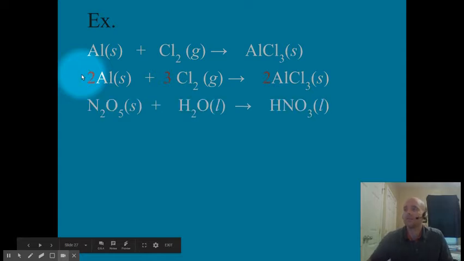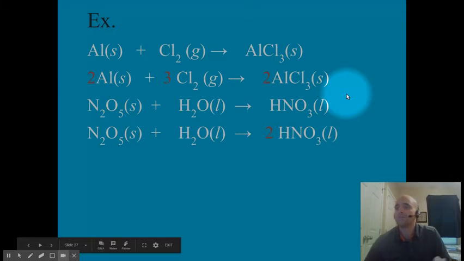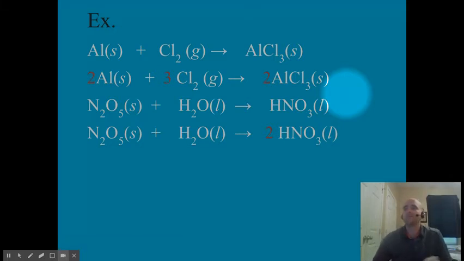Next question: if I take dinitrogen pentaoxide and add water, and I get nitric acid, I should need a 2 on the other side to balance it all out.